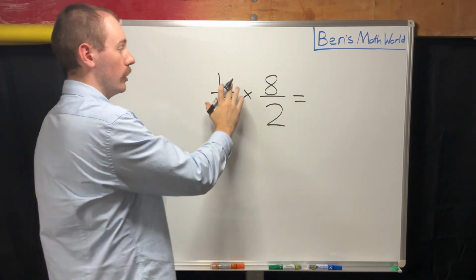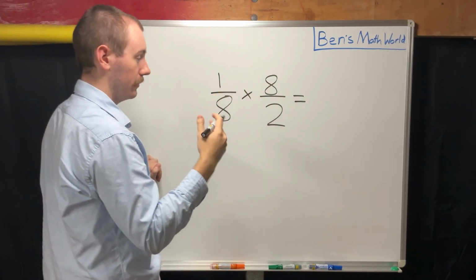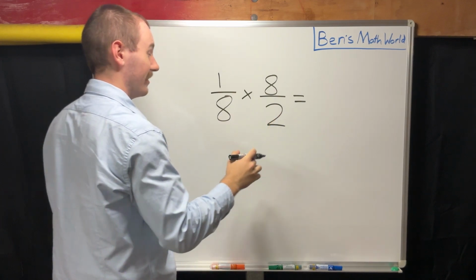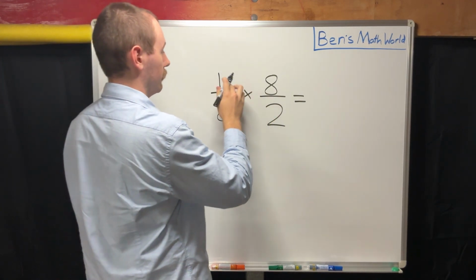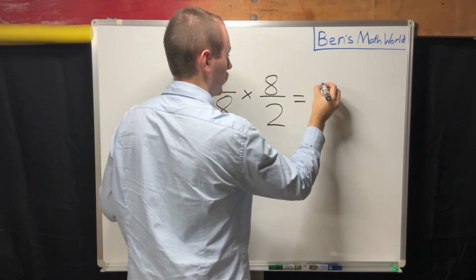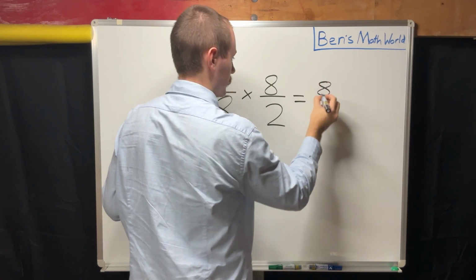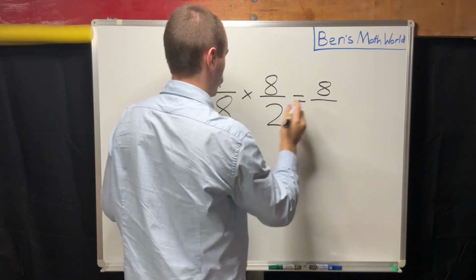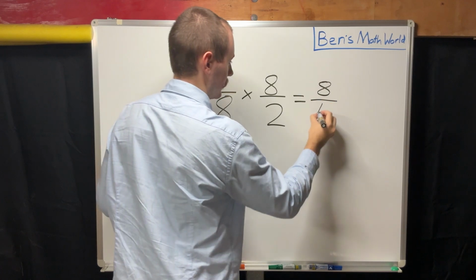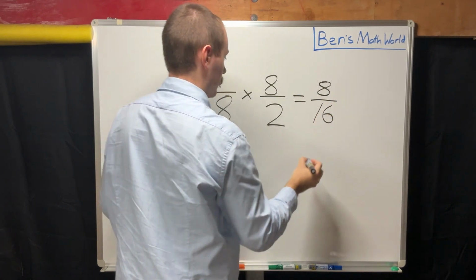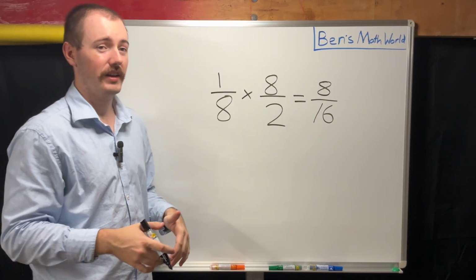So what do we do first? Multiply the numerators. Second, multiply the denominators. And third, we simplify. Let's multiply the numerators. 1 times 8. Anything times 1 is just itself. So 8 over 8 times 2, that's 16. So our answer is 8 over 16.